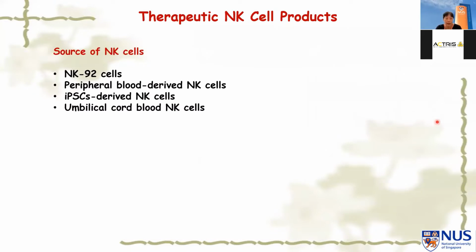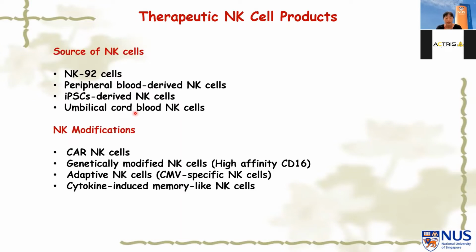So what are the sources of the NK cells being used currently in the clinical trials? One of them is NK92 cells. This is a human NK cell line that has been very useful, and people use it for research. There are multiple different modifications of the cell lines, and people are trying to develop an off-the-shelf NK product for cancer immunotherapy. And as I mentioned, it can be derived from blood and stem cells or cord blood.